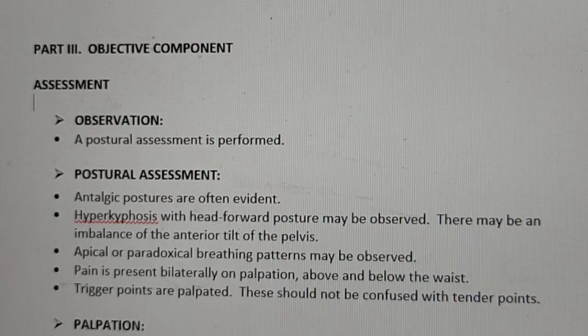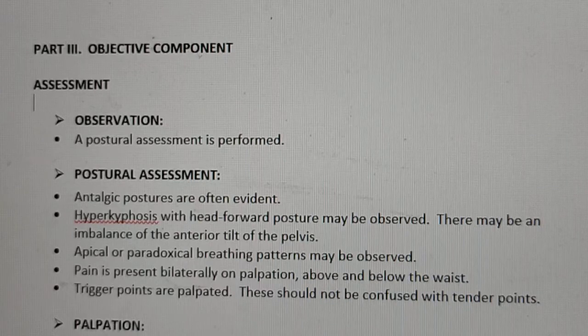Now, for the postural assessment, you're going to be looking for antalgic postures, which are often evident. For fibromyalgia, hyperkyphosis with head forward posture may be observed. Hyperkyphosis is like an outward curve at the mid back. You're going to see this. There may be an imbalance of the anterior tilt of the pelvis, like the hip area.